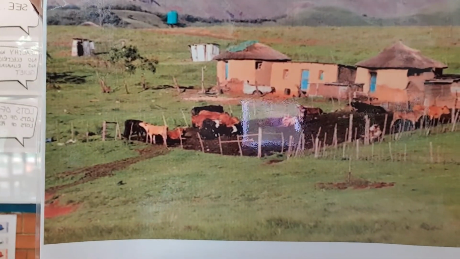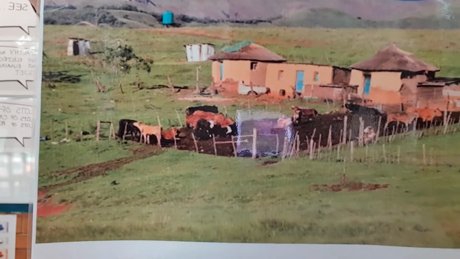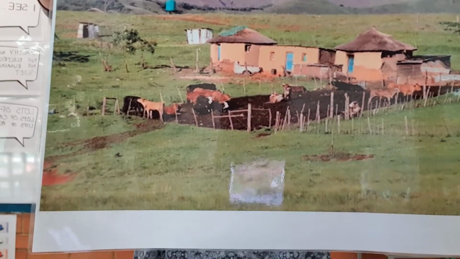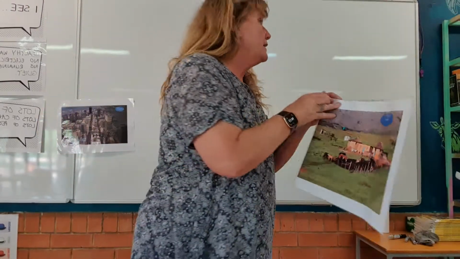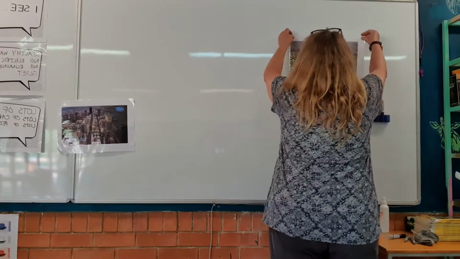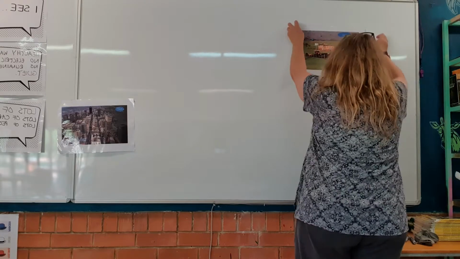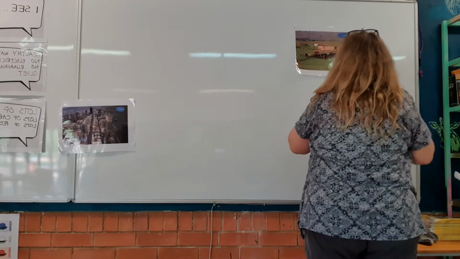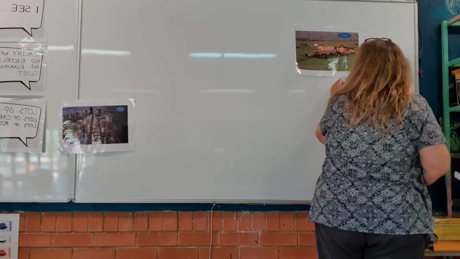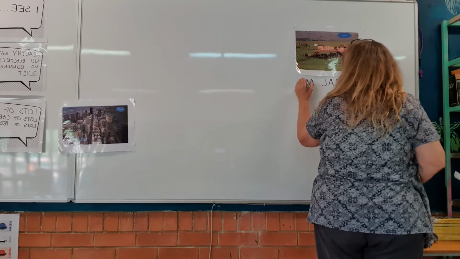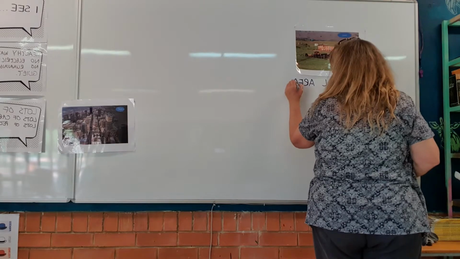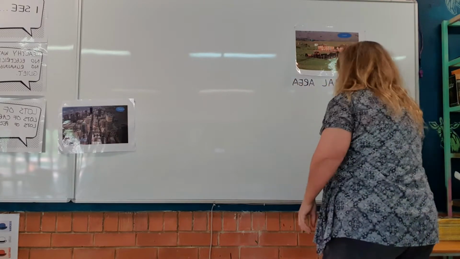You can see that's a farming area, there's animals, there's very simple houses, it's very green and it looks very peaceful. That is the first picture that we are going to look at. And this is your rural area. A lot of people live in rural areas in South Africa.